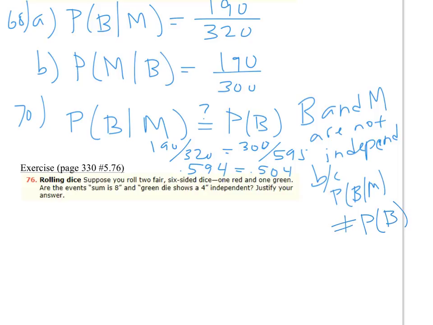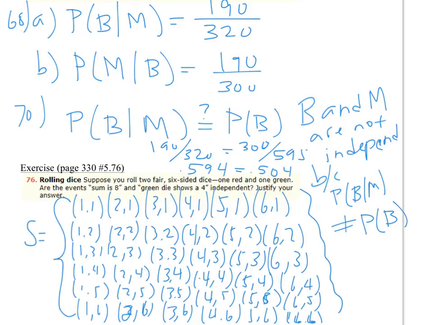Question 76. If we roll two fair six-sided dice, one red, one green, are the events sum is 8 and green die shows a 4 independent? Justify your answer. I'm going to take a moment to draw out the sample space, showing you all possibilities when you roll two dice. So there are 36 outcomes, as seen in my sample space chart here. The first number in the ordered pair would be presumed to be the result on the red die, and the second number in the ordered pairs are the result on the green die. And again, there are 36 equally likely outcomes in the sample space.